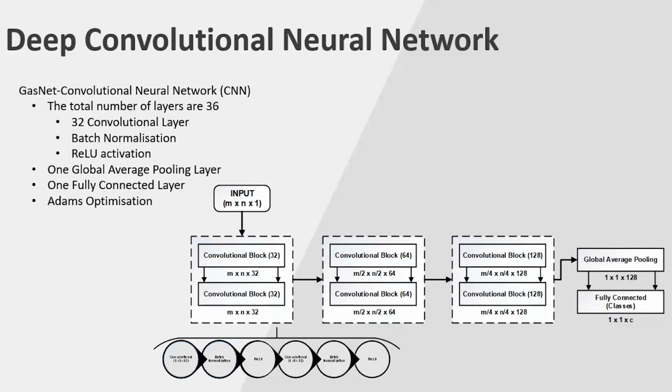And this is the deep convolutional neural network where the total number of layers is 36. That is 32 convolution layers, one batch normalization, and one ReLU activation. And then lastly, I use global average pooling and one fully connected layer with Adam optimization. This is called the GasNet convolutional neural network. We use this network on our data sets to enhance the classification performance.